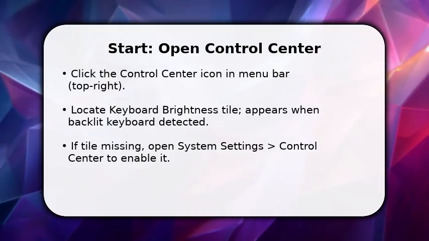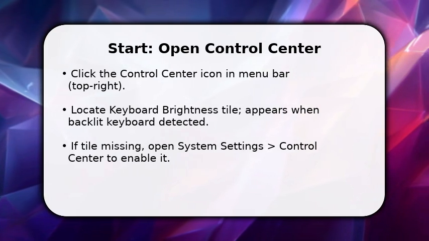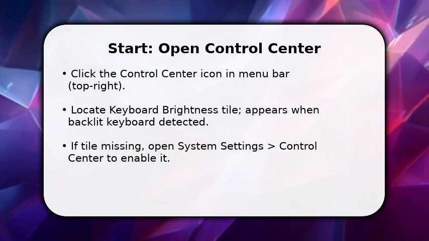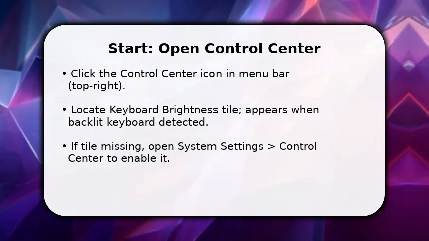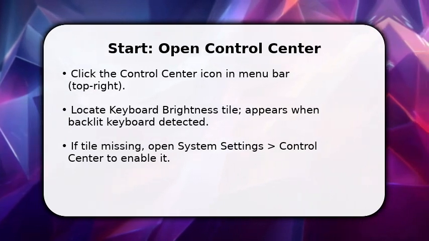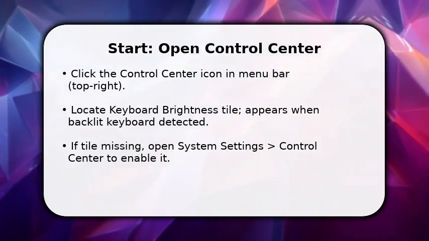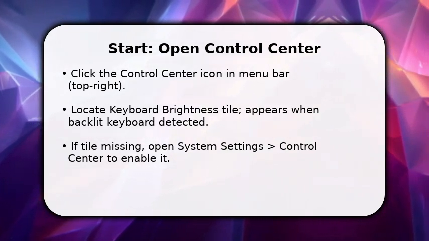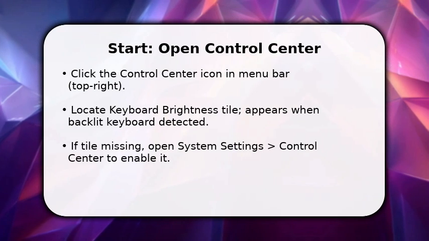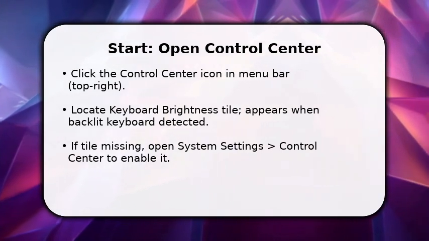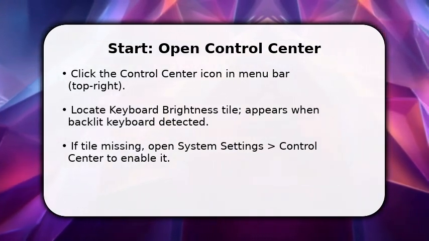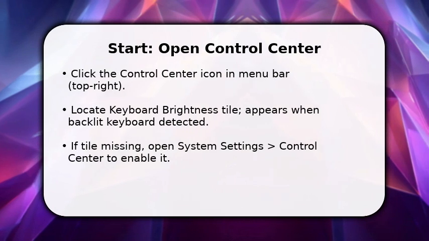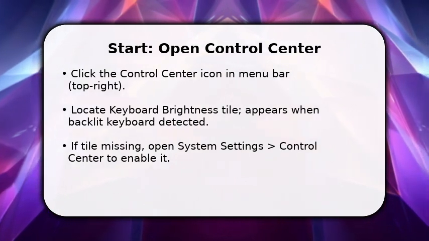You begin by opening the Control Center in the menu bar. This gives quick access to keyboard backlight. Once done, locate the keyboard brightness tile. It only shows when your Mac detects a backlit keyboard. If you don't see the tile, go to System Settings, open Control Center, and enable the keyboard brightness control so it appears in the menu bar. This saves time later and ensures you can adjust brightness without deep menus.